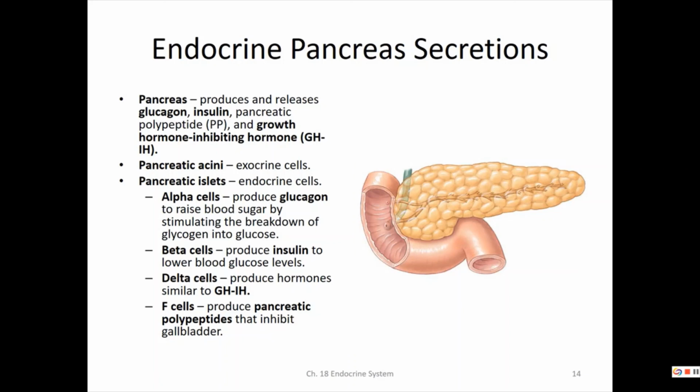I will test you in lecture and lab what some of these cells secrete. I'm going to have a question. I want to say, this cell secretes what? So be able to match the cell, alpha cell, beta cell, delta cell, F cell, to its secretion.